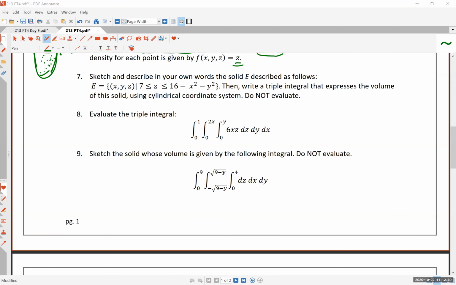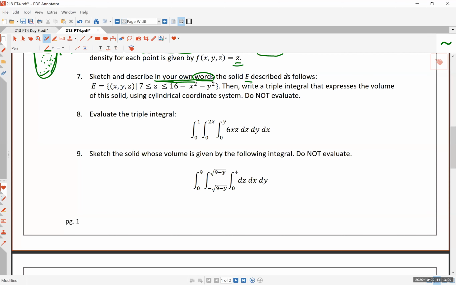Number 7, sketch and describe in your own words. Now, if I say in your own words, please use your own words, okay? And you cannot just skip this on your test. If you are to describe something in your own words, write something down, not just a picture, okay? I know a picture may be worth 1,000 words, but that's not what I mean. When I say describe in your own words, use your own words to describe what you're trying to draw.